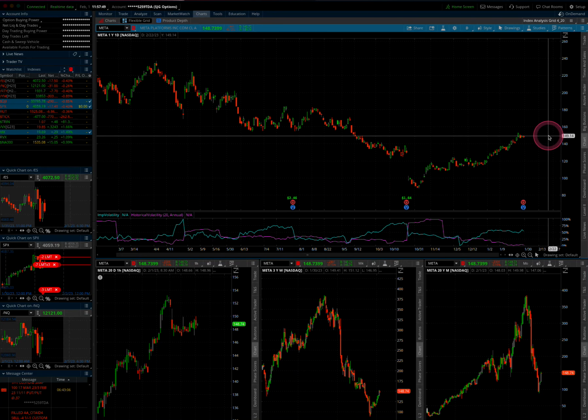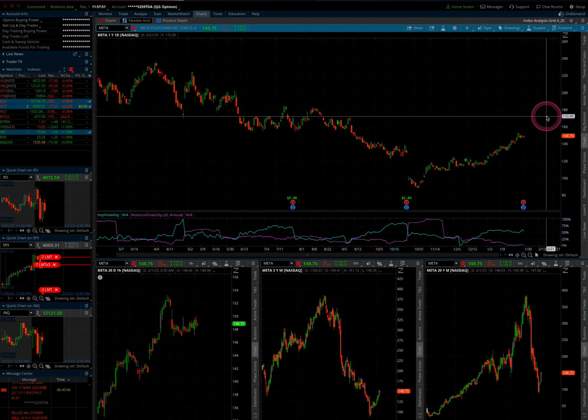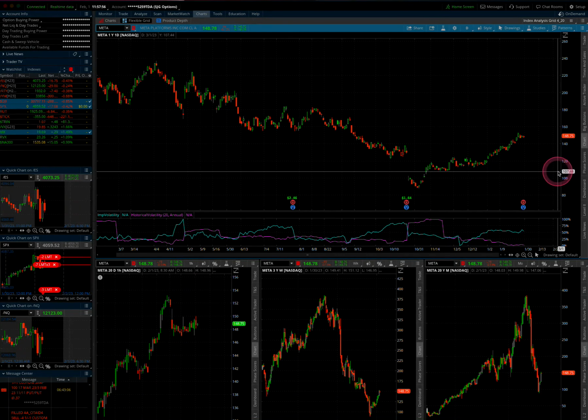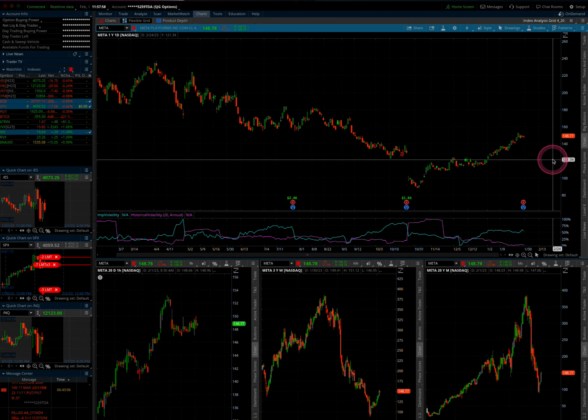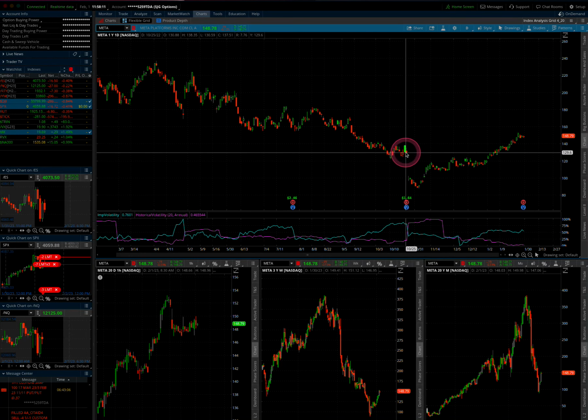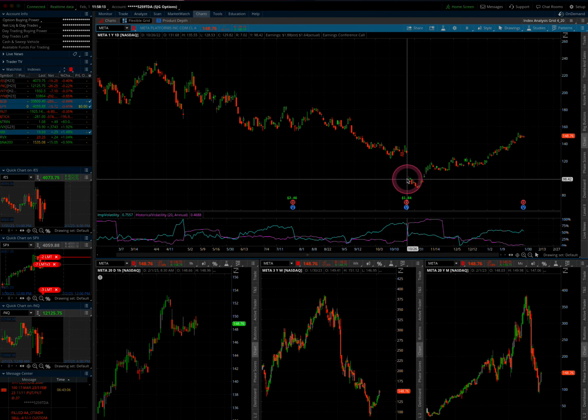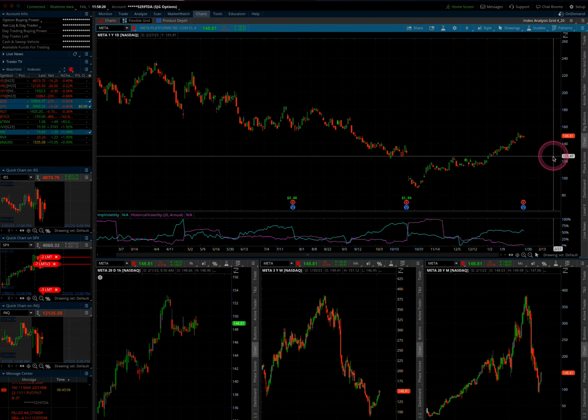But what I'm looking at is a likely move somewhere between this 170-ish and maybe down to the 125 range, somewhere around here. So again, we're looking at 170 to 125. That's a very wide range, but Meta can make those very wide moves. We can see here we went from 129 down to 98. So it is capable of doing that. But again, looking at that general range, let's call it 170 to 125.